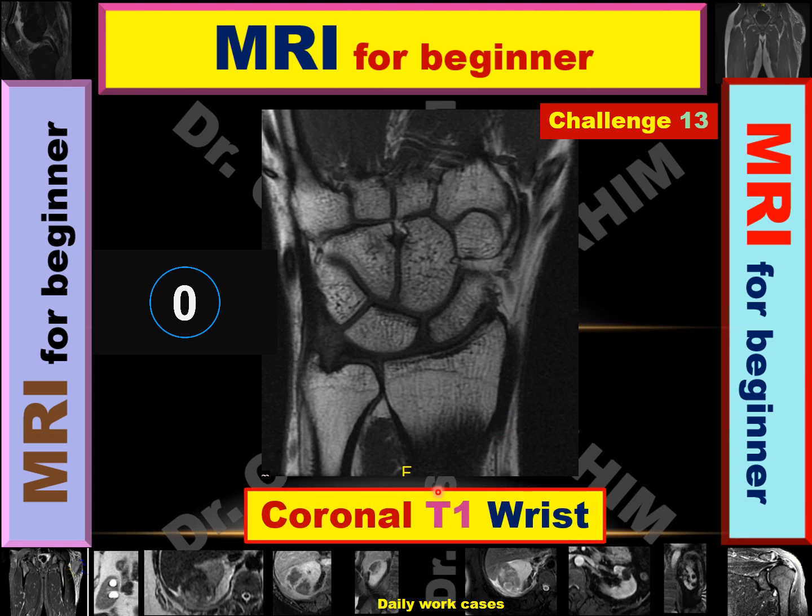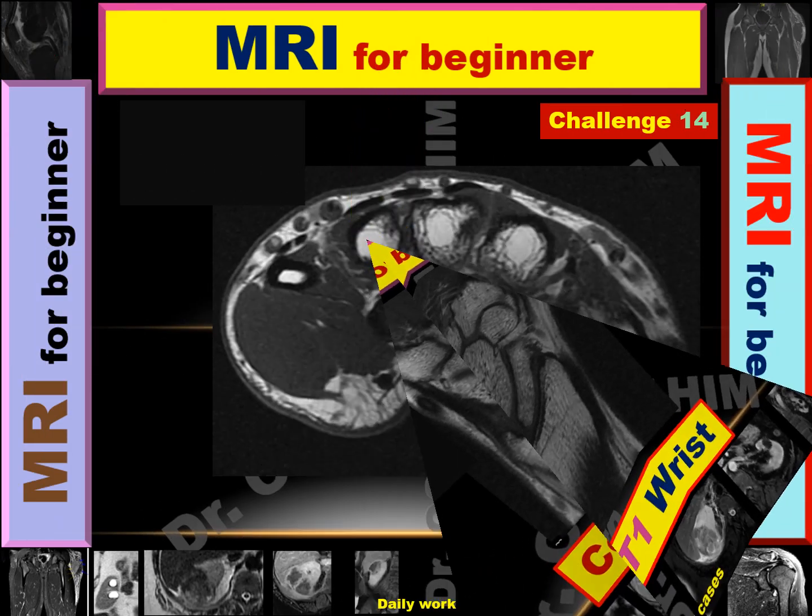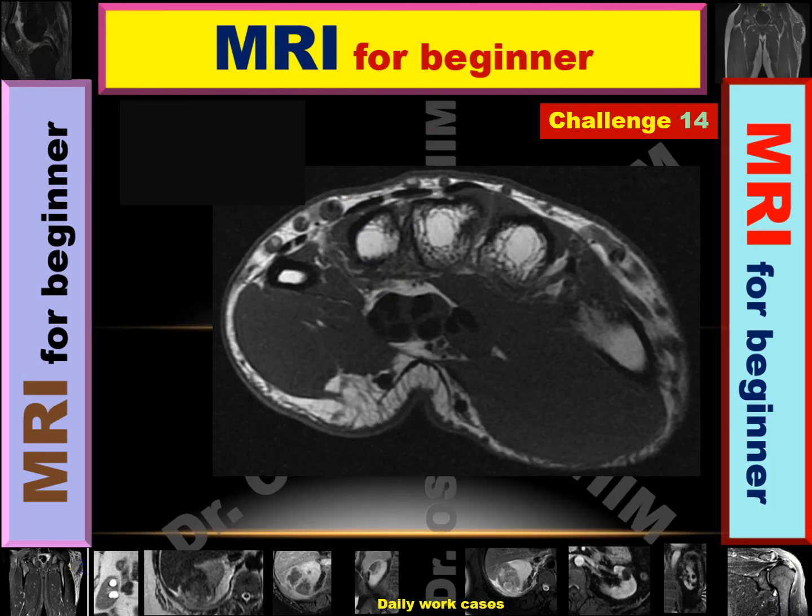Coronal T1 for the wrist joint is the part examined, and T1 because the fat only appeared bright. However, the articular cartilage is dark, so the fluid is dark, the water is dark. Only one object is bright, which is fat, and the part examined is wrist, and the image is coronal because it looks like anteroposterior view of the radiograph. So coronal T1 wrist. Challenge 14.